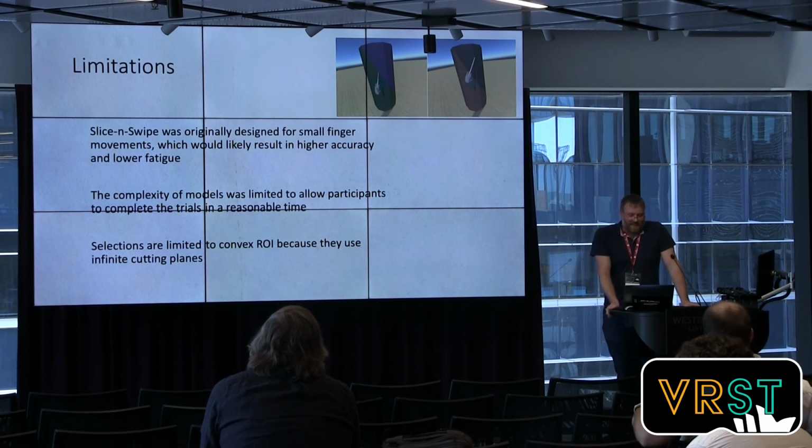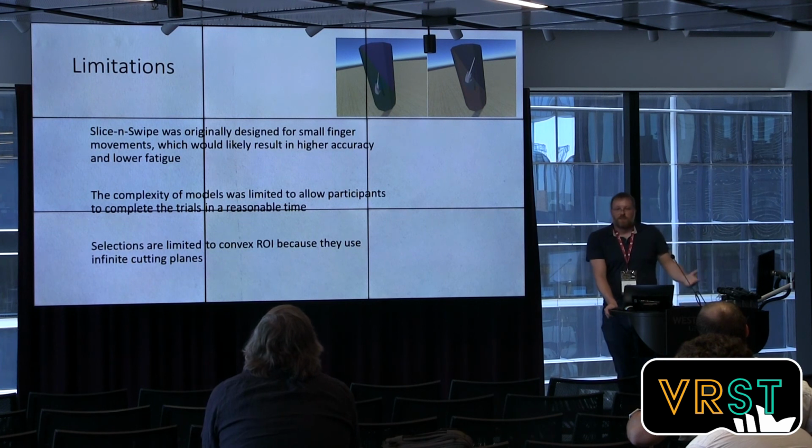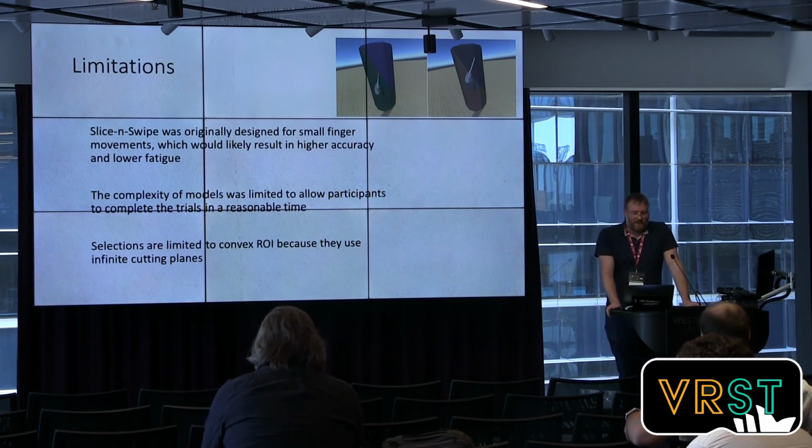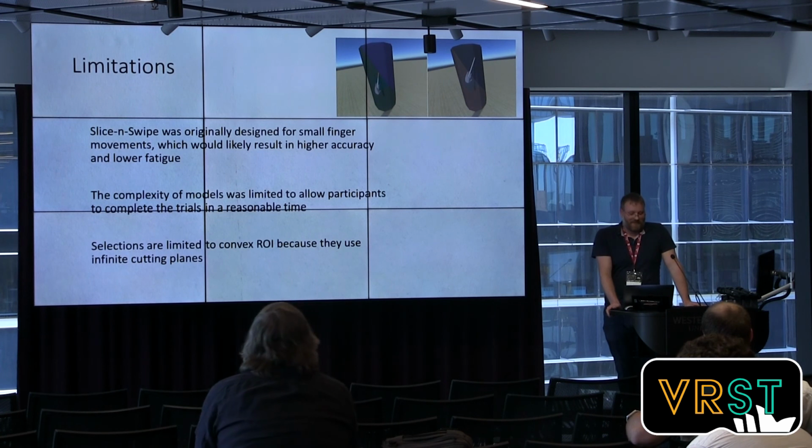We did have several limitations. One being Slice and Swipe was originally designed with the Leap Motion, and in that context, where you're making small finger motions rather than full hand motions, it probably would have been more accurate and certainly have lower fatigue. We also had to limit the complexity of the models in order to have a reasonable time for the participants to complete all the trials.